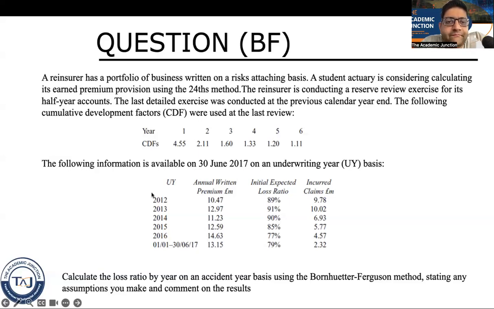Yeah, I understood that part, because the CDFs were as at year end, but since now we are working on the half year, this CDFs needs adjustments. That is the more important part. That is what I understood.